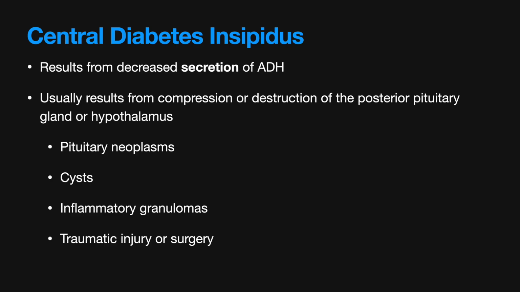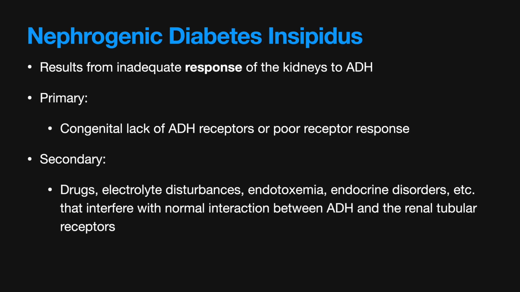Central diabetes insipidus results from decreased secretion of ADH by the hypothalamus or posterior pituitary. This usually results from compression or destruction of the posterior pituitary gland or hypothalamus. Potential causes include pituitary neoplasms, cysts, inflammatory granulomas, and traumatic injuries or surgery.